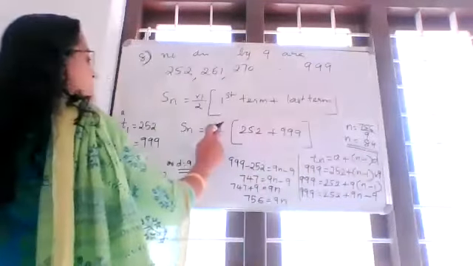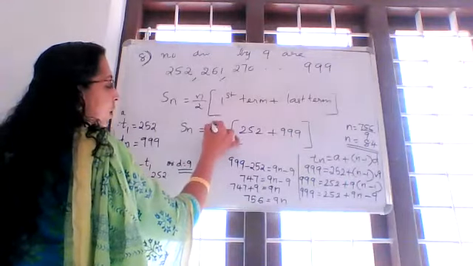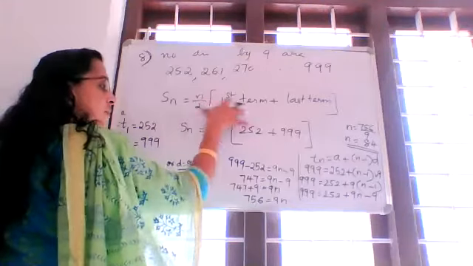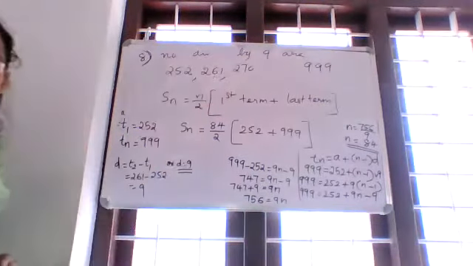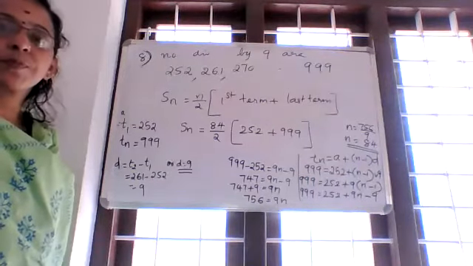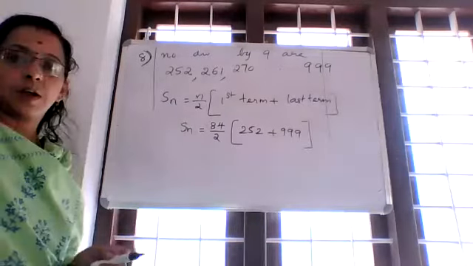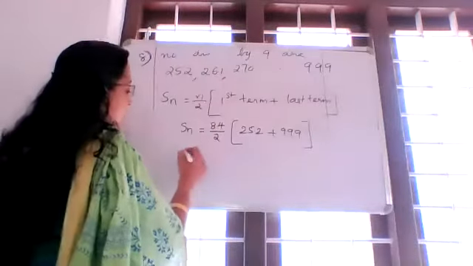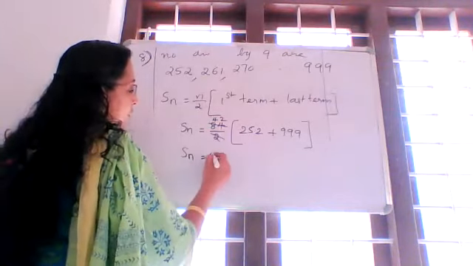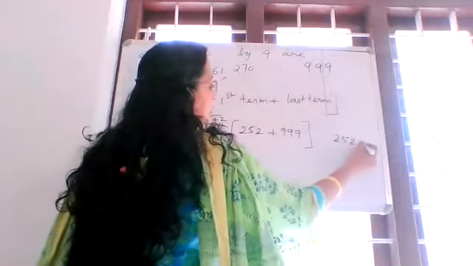That 84 we want to substitute here. So here n is equal to 84. So Sn is equal to 84 by 2 into 252 plus 999. Cancel it: 4 2s are 8, then 42. So 42 into 252 plus 999.